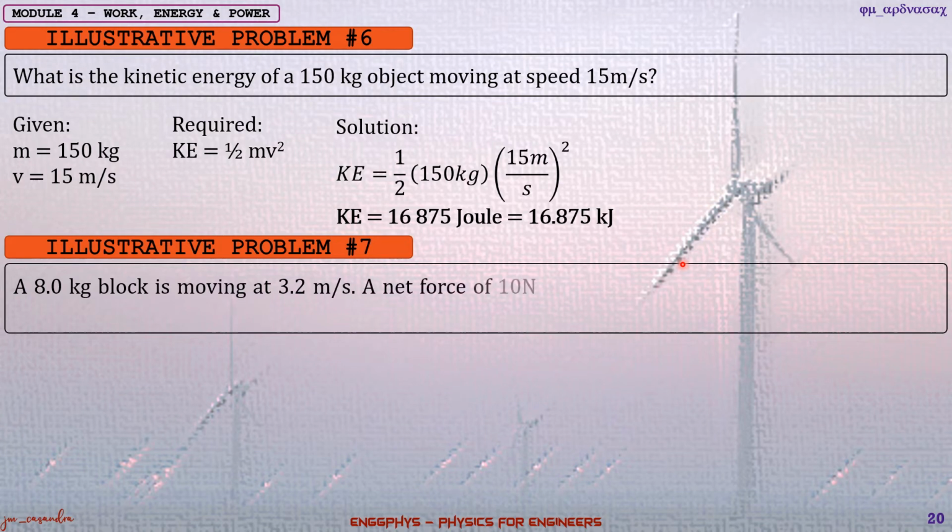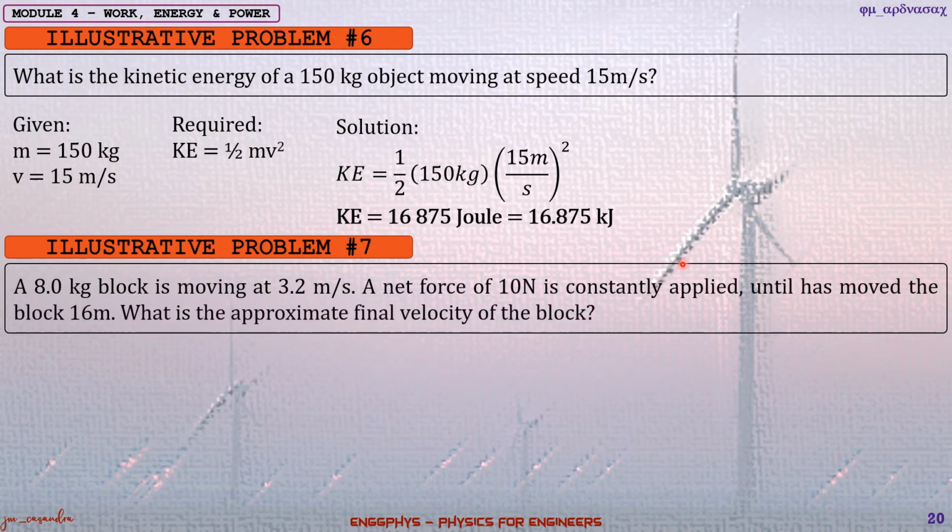Okay? Next, we have number 7. An 8 kilogram block is moving at 3.2 meters per second. A net force of 10 newtons is constantly applied to the object until it has moved a distance of 16 meters. Determine the approximate final velocity of the block.